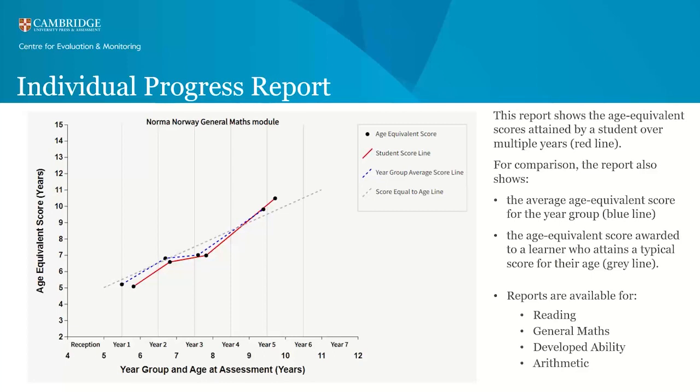So we want to see a progression from the bottom left corner up to the upper right corner. The grey dotted line represents the national average, and the blue dotted line is the year group average. The red is the individual student's track through that. So again, you can see we've fluctuated a little bit about the expected path, but by the time we're into year 5 there, Norma here is doing quite well. So we just need to keep on doing what we're doing to support Norma. And again, we've got these reports for the key core modules, the reading, the general maths, developed ability, and the arithmetic.